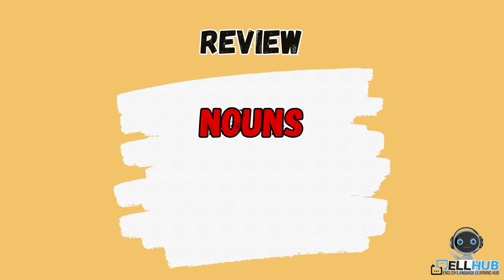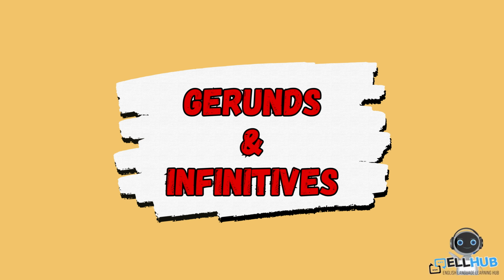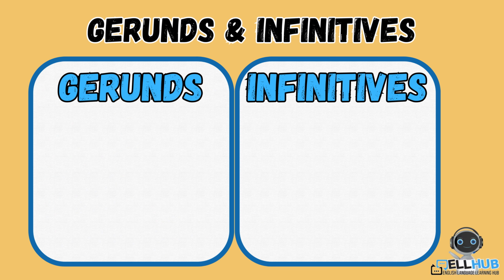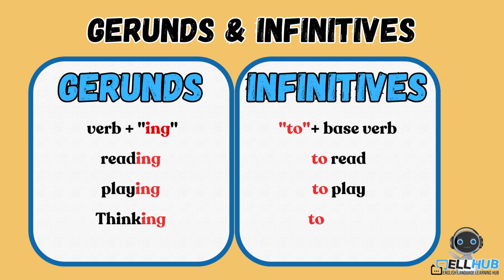Now that we reviewed what nouns and verbs are, let's learn about gerunds and infinitives. There are two different types of words necessary for communication in English. They are formed from verbs and they are used like nouns. They are called gerunds and infinitives. The gerund form is the base verb plus ing. For example, reading, playing, thinking. The infinitive form is to plus a base verb. For example, to read, to play, to think.